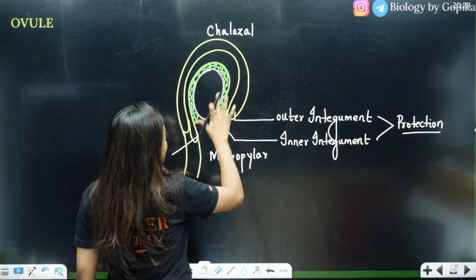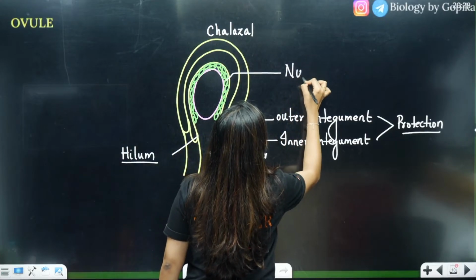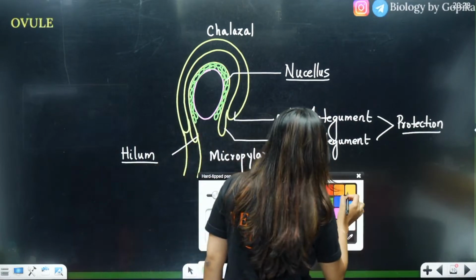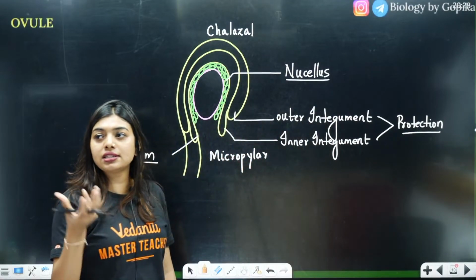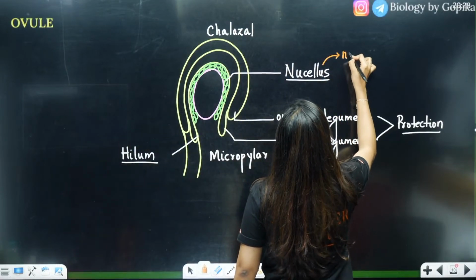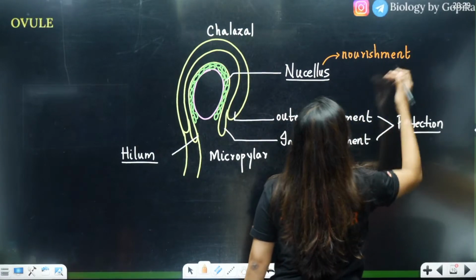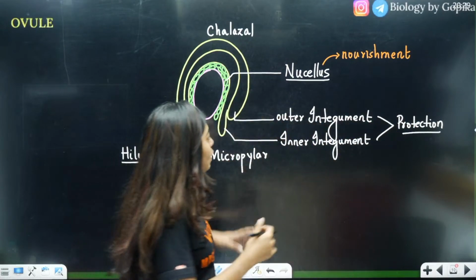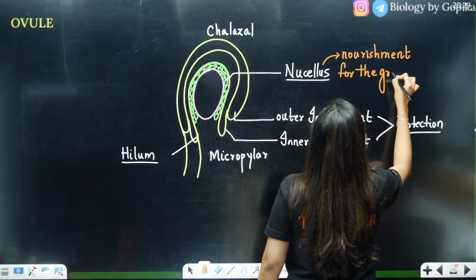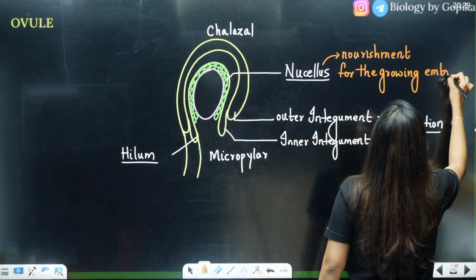Now, this is your embryo sac, but around the embryo sac, what are you seeing? You are seeing cells called nucellus cells. This cell is very important for all of you to remember, because an MCQ can come from this. What is the function of nucellus? The function of nucellus is to provide nourishment. Nourishment means what, students? Like the food, like how we eat food. Same way, to provide nourishment for the growing embryo sac. Clear to all of you?